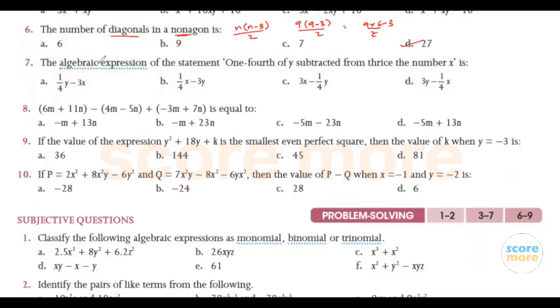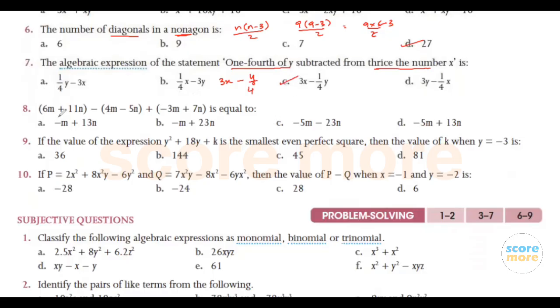Seventh question: the algebraic expression of the statement 1/4 of y subtracted from thrice the number x. So 1/4 of y means y upon 4 subtracted from thrice the number x. So 3x minus y upon 4, or we can say 3x minus 1 upon 4y. So answer is seventh part.